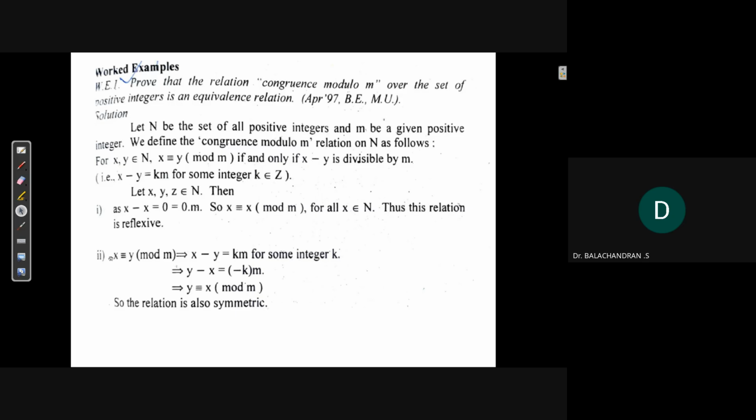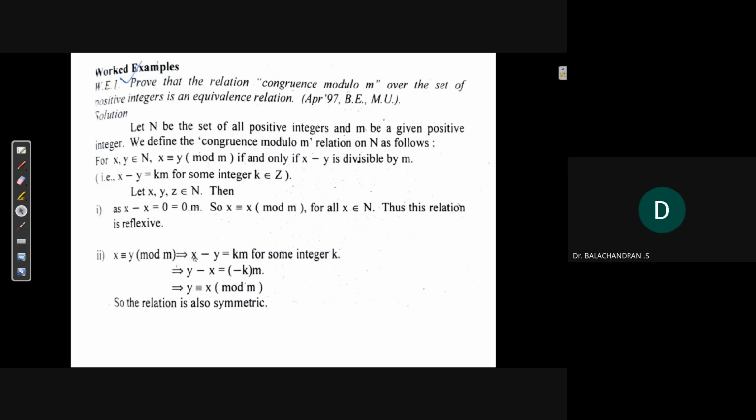Okay. Next, x is related to y. X is related to y means x is congruent to y mod m. What do we mean by x is congruent to y mod m? X minus y is divisible by m. First you should write that x minus y is divisible by m. So what is the meaning of x minus y being divisible by m? X minus y equals k into m for some integer k.